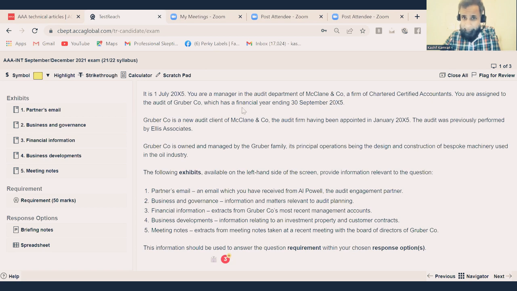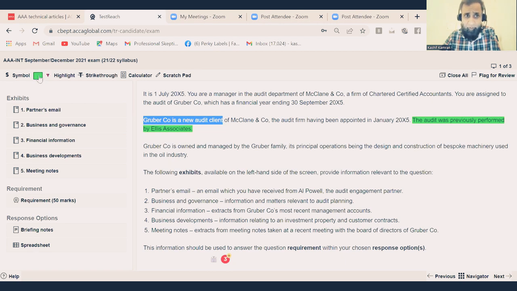Grubber is a new client. The audit firm has been appointed in January 20X5, and the audit was previously done by Ellis Associate. So the previous auditor was Ellis Associate, right? So Ellis Associate was the previous auditor, and we are the new auditor, right? And it's a new audit client. Grubber is a new audit client.